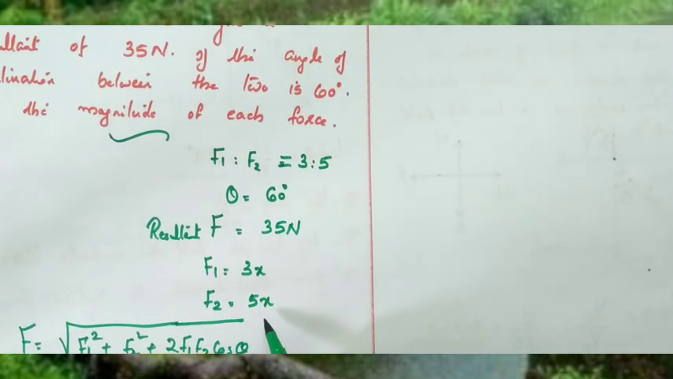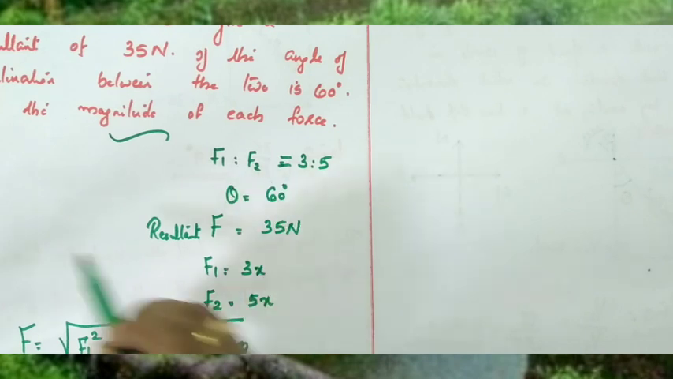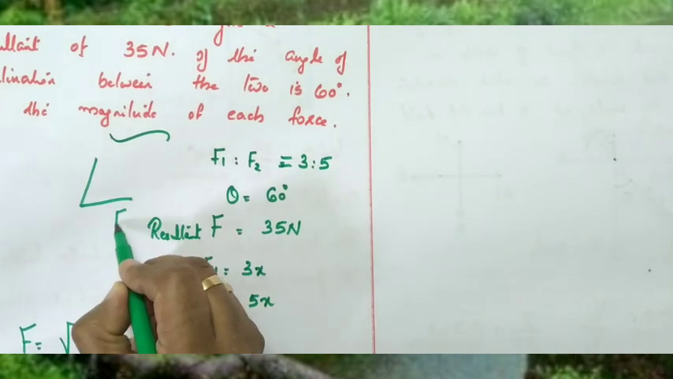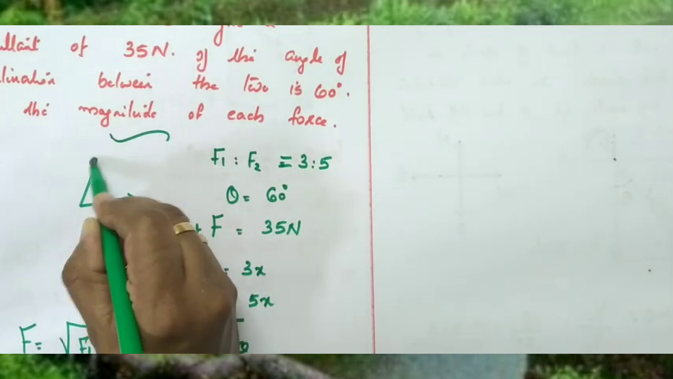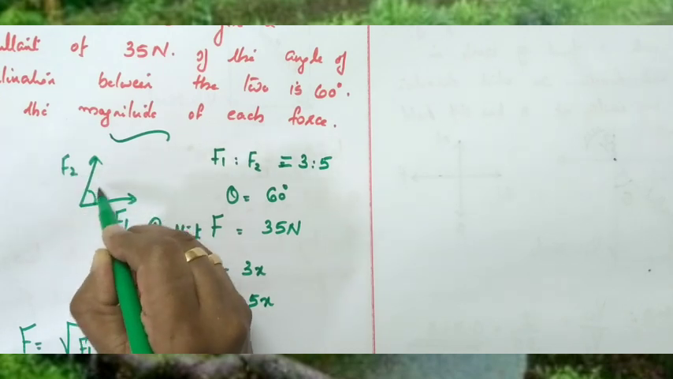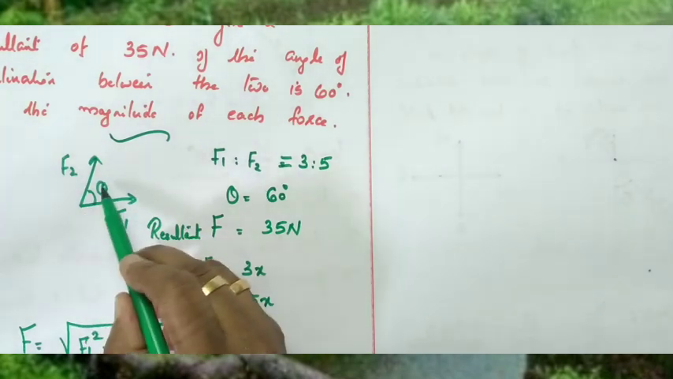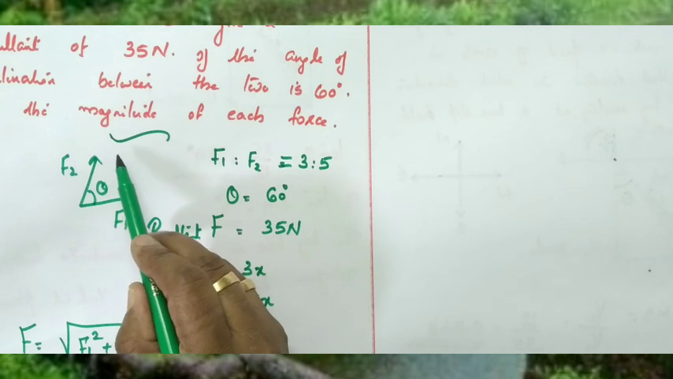F2 equal to 5x because they are in the ratio. So, F1 is equal to 3x and F2 is equal to 5x. Let these two forces F1 and F2, these are the two vectors separated by an angle theta. What is the magnitude of the resultant?